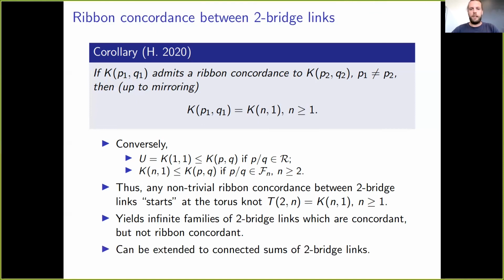And similarly to the lens space scenario, this can again be extended to the case where we're looking at links that are connected sums of two-bridge links. So I was able to determine when exactly there exists a ribbon concordance from a connected sum of two-bridge links to another connected sum of two-bridge links.